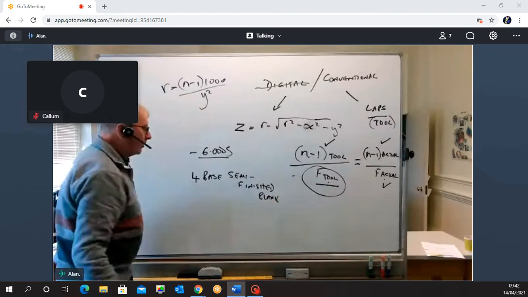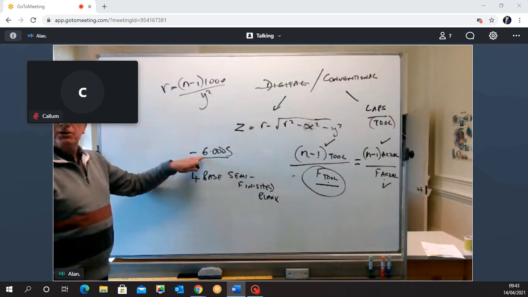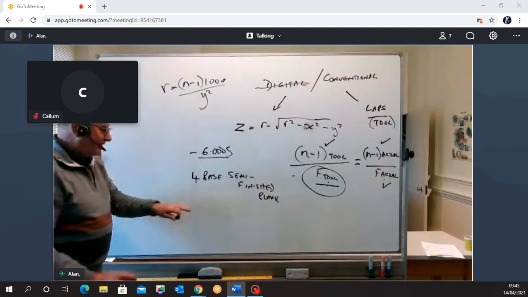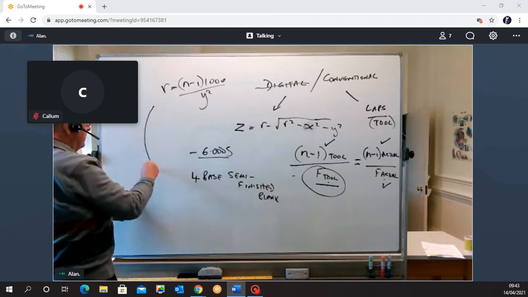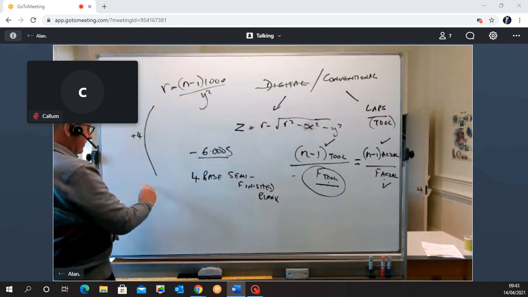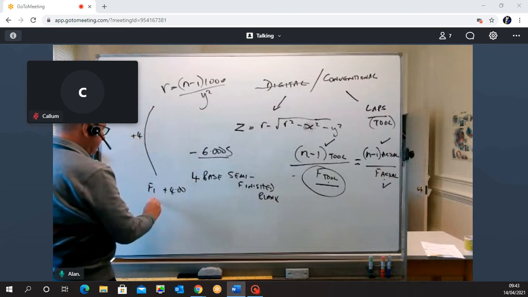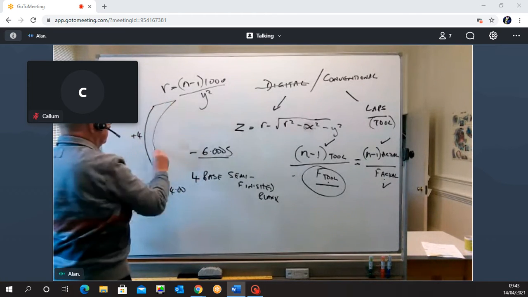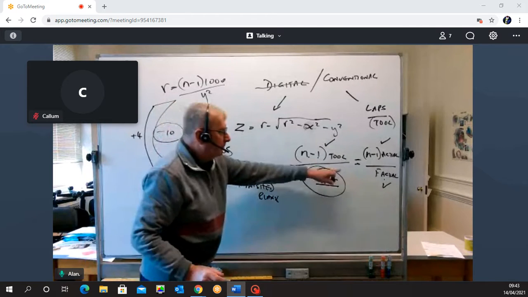Now, a common error when I used to mark these things was people ignored this and just used the 6. Obviously the 6 is important, but it's not the surface power. So this lens, 4 base, means the front surface, which is already finished, is +4, of course. So F1 is +4. And F2, you can all work out, can't you? It's got to be -10.